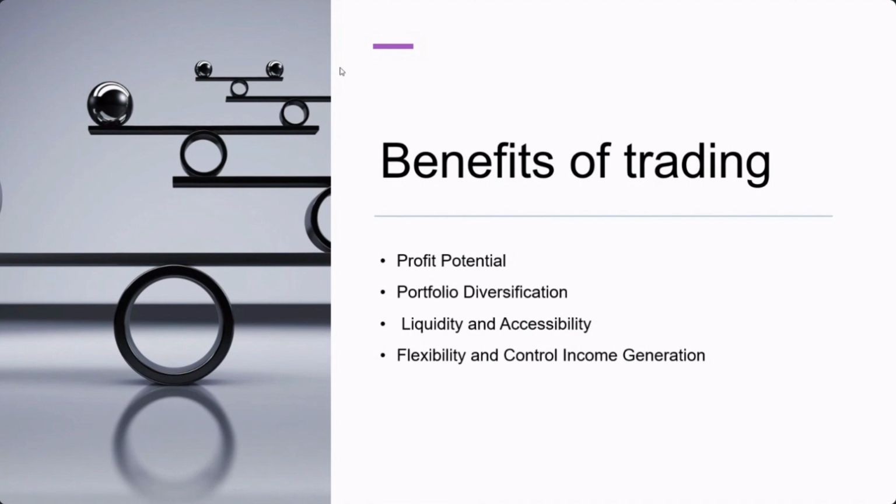I have listed four important benefits of trading. The first one is profit potential. This point has already been explained because the risk is higher and the profit potential is also higher. The second one is portfolio diversification. One important thing that you should understand while investing in the stock market is portfolio diversification. You can invest in a stock which has higher risk, and you can also invest in a stock which has lower risk. After the end of one month, when your stock matures, you will be able to gain significant amounts of money, and you will also be able to balance out the losses. The third one is liquidity and accessibility. The fourth one is flexibility and control income generation.